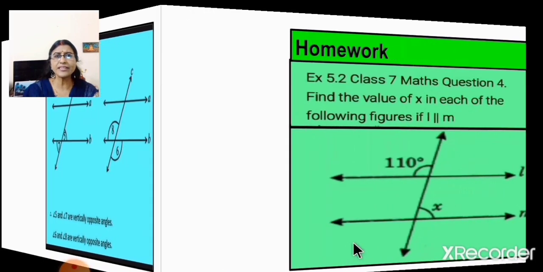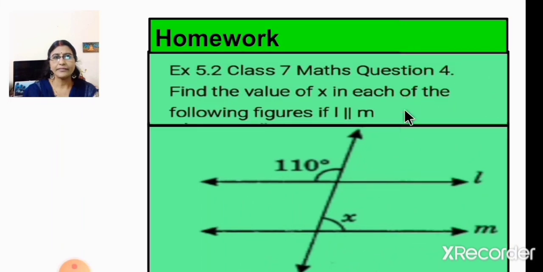Now children, based on what we have learned today, question number 4, first part is your homework, 5.2 exercise. Find the value of x. You have to find the value of x in each of the following figures if L is parallel to M. L is parallel to M and this is the transversal and this angle is measuring 110 degrees. Based on this, you have to find the value of x. You will do this in your classwork notebook.